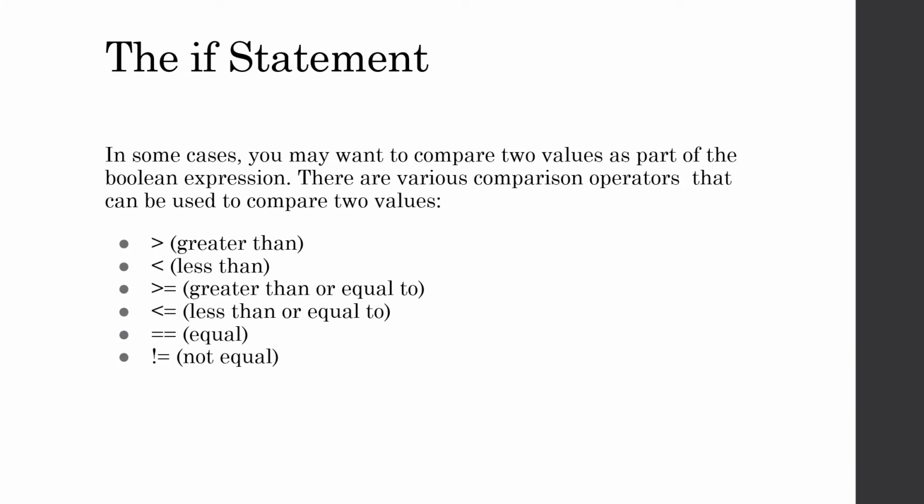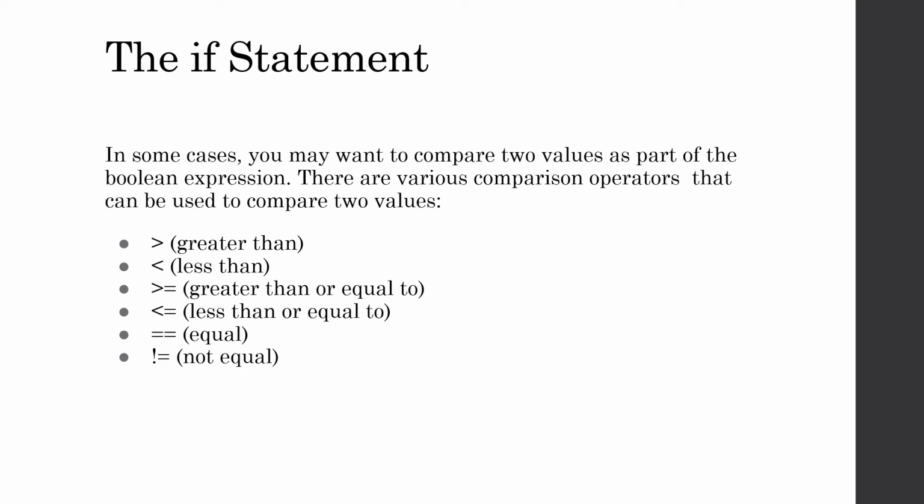In some cases, you may want to compare two values as part of your Boolean expression, to check the relationship between two values. There are various comparison operators that you can use to do this. These include greater than and less than. We also have greater than or equal to, less than or equal to, and we also have equal and not equal.